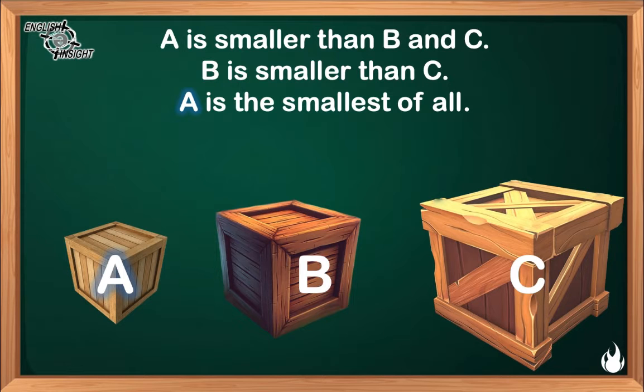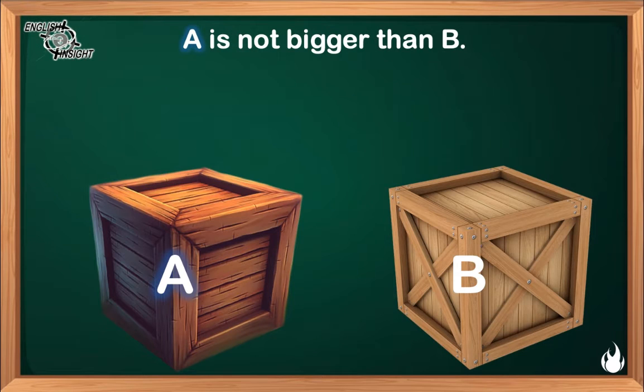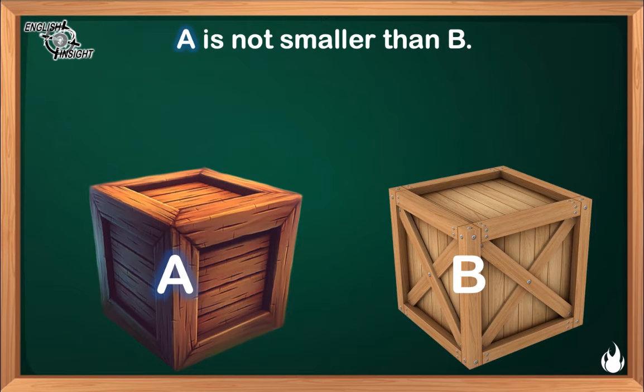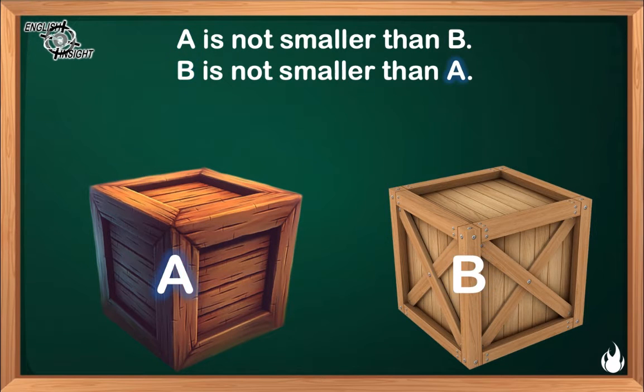It is possible to establish a negative comparison, so as to say that two things are not different. In this case, we can say that A is not bigger than B, and B is not bigger than A. In other words, they are the same size. Likewise, it is possible to use the opposite adjective, in this case small. A is not smaller than B, and B is not smaller than A.